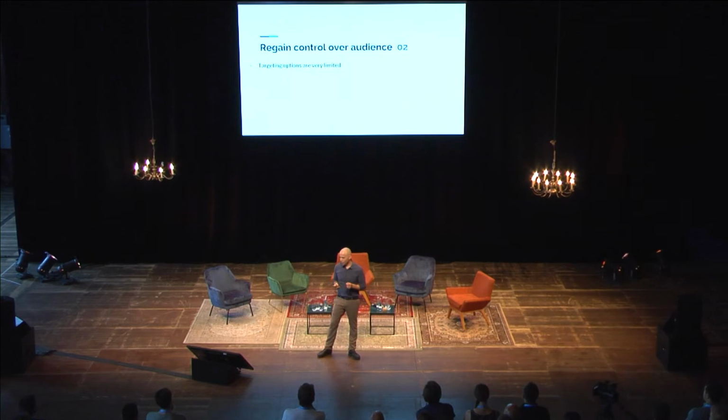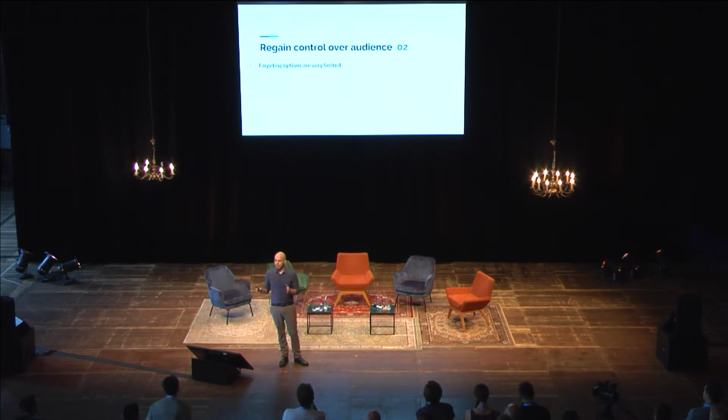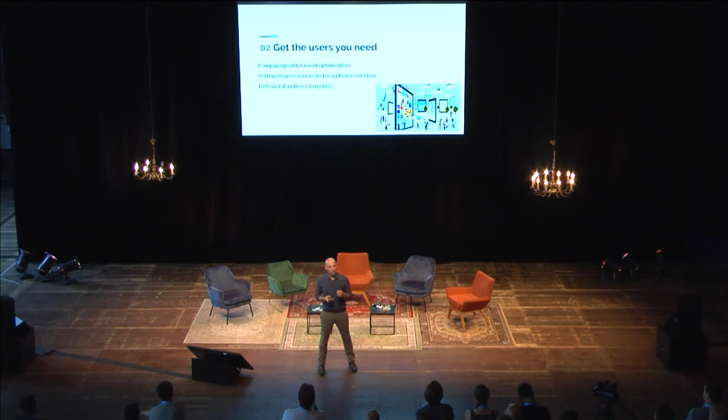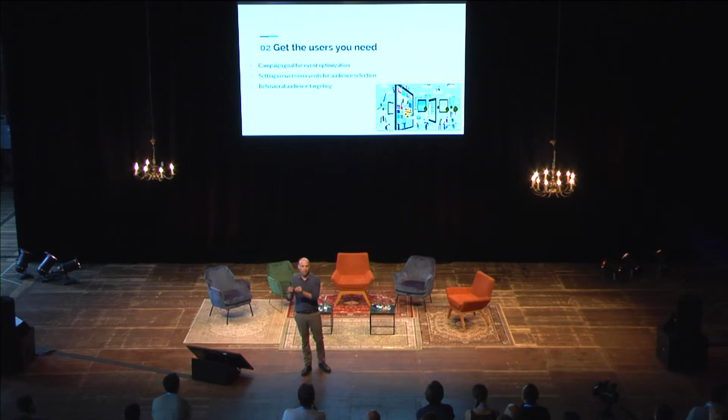Number 2, how to regain control over your audience. Because targeting options in Google Ads are very limited. It's only limited to the geolocation and to the language. You can only target these. So how do you regain control over your audience? By using Google's Campaign Goal Optimization for in-app events, you're actually signaling to Google that you're interested in those specific users. Therefore, you allow Google to optimize your campaigns, to optimize your audience, to bring you more of the people that completed the event.